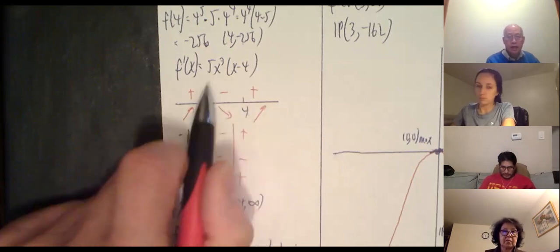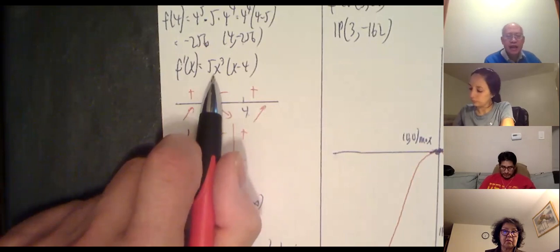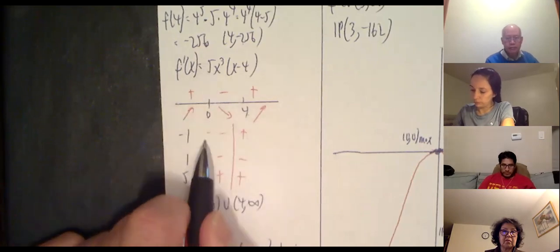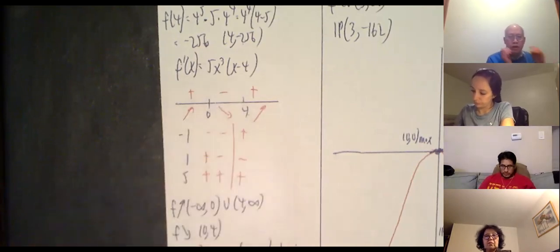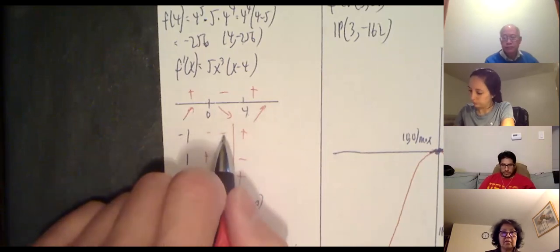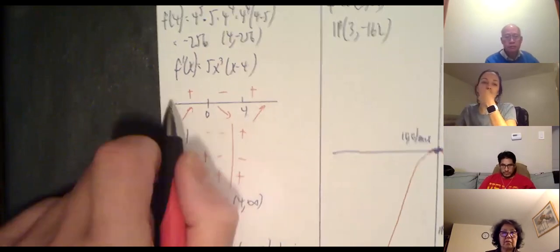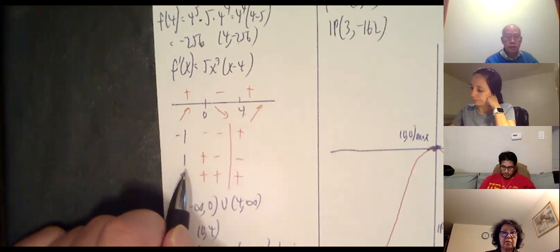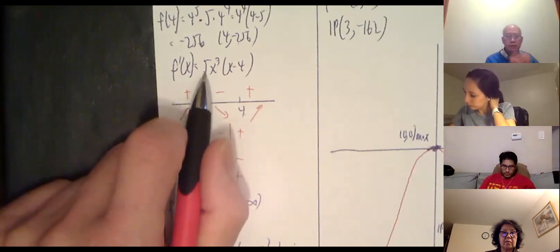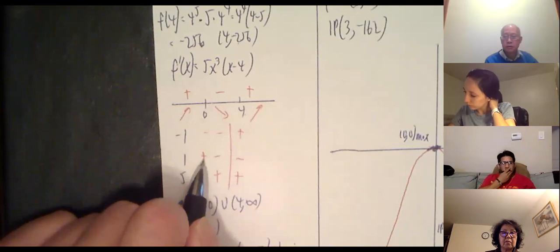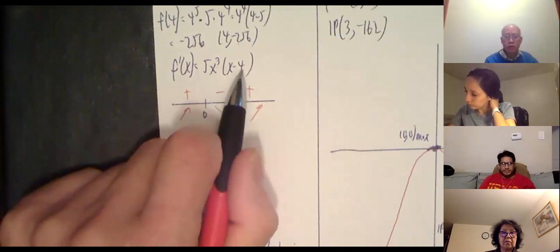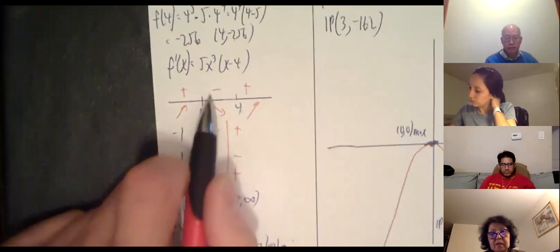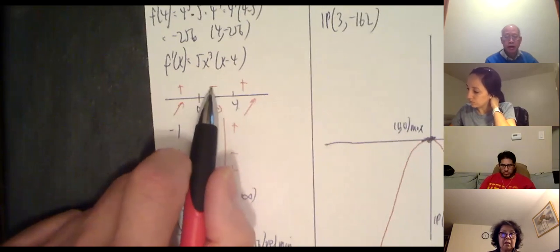Okay, and I plug in here, negative 1. 5 times negative 1 cubed. Negative 1 cubed is a negative, times 5 will be negative. Negative 1 minus 4, negative. Negative times a negative, positive. Plug in 1. 5 times 1 cubed, positive. 1 minus 4, negative. Positive times a negative is negative. So this region, put a minus sign.